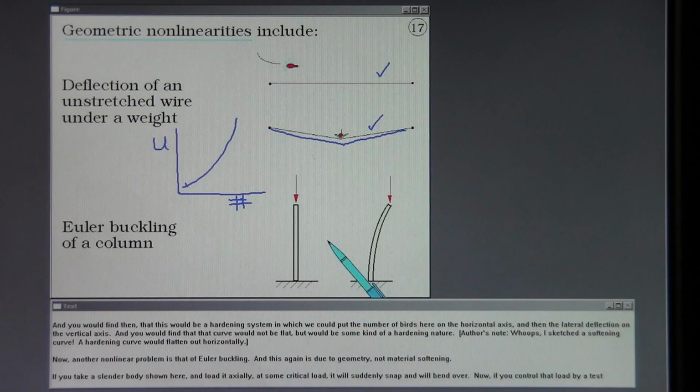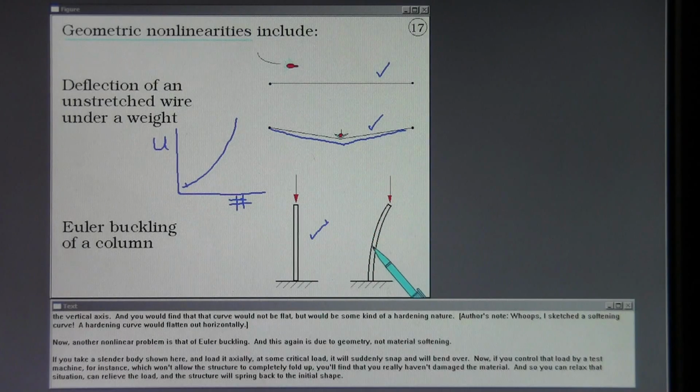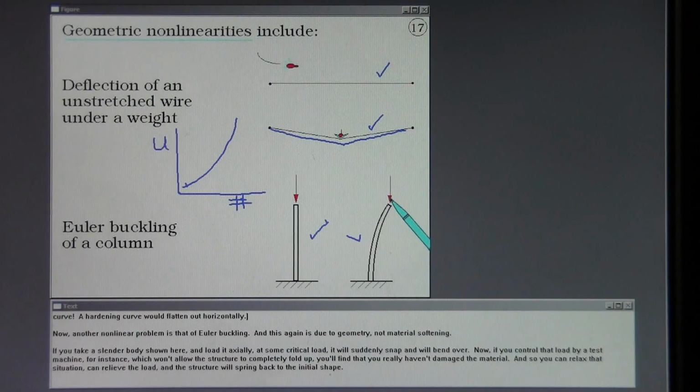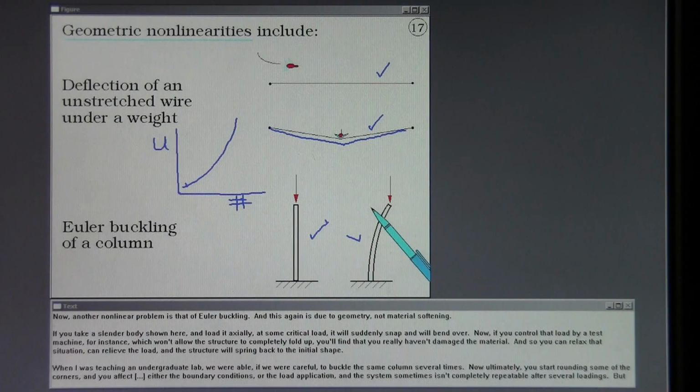Now, another nonlinear problem is that of Euler buckling, and this again is due to geometry, not material softening. If you take a slender body, shown here, and load it axially, at some critical load it will suddenly snap and will bend over. Now, if you control that load by a test machine, for instance, which won't allow the structure to completely fold up, you'll find that you really haven't damaged the material. And so you can relax that situation, you can relieve the load, and the structure will spring back to the initial shape.